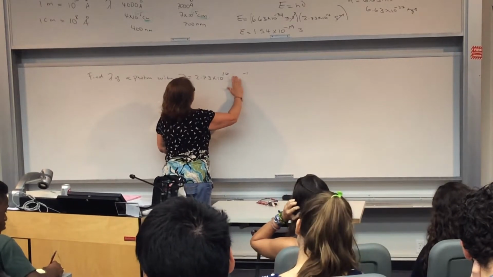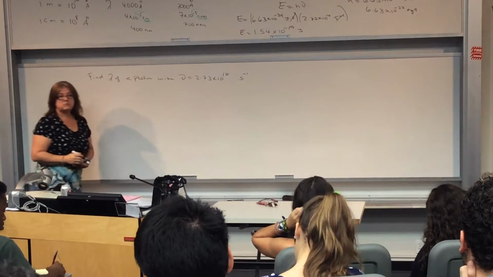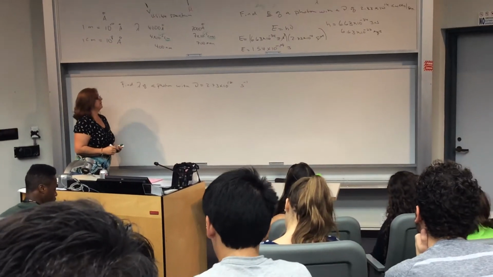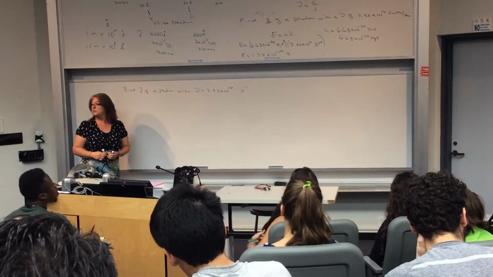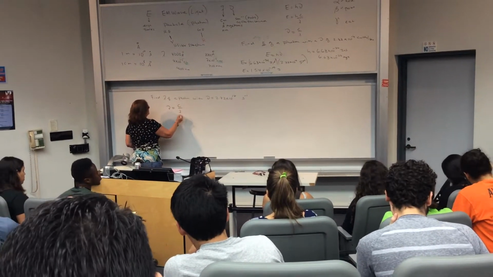I should really use the symbol s. Seconds to the minus 1. Now what are you going to do? If I want the wavelength, what are you going to do? Well, nu equals speed over lambda, of course.